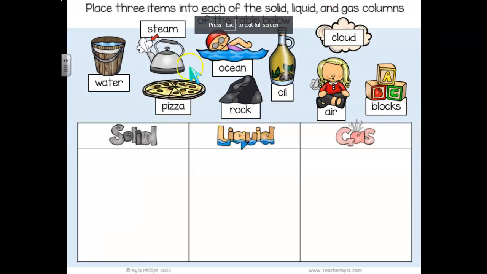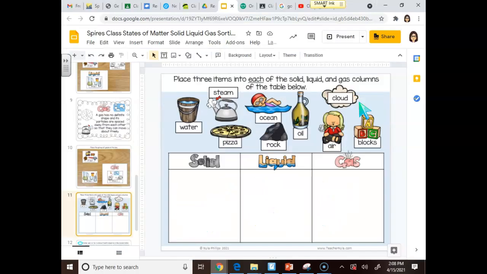Now it says, place 3 items into each of the solid, liquid, and gas columns below. Here you have water, steam, pizza, rock, ocean, oil, air, cloud, and blocks. You're going to drag and sort them. Remember, you have to be out of presentation mode, in this mode, to move them.